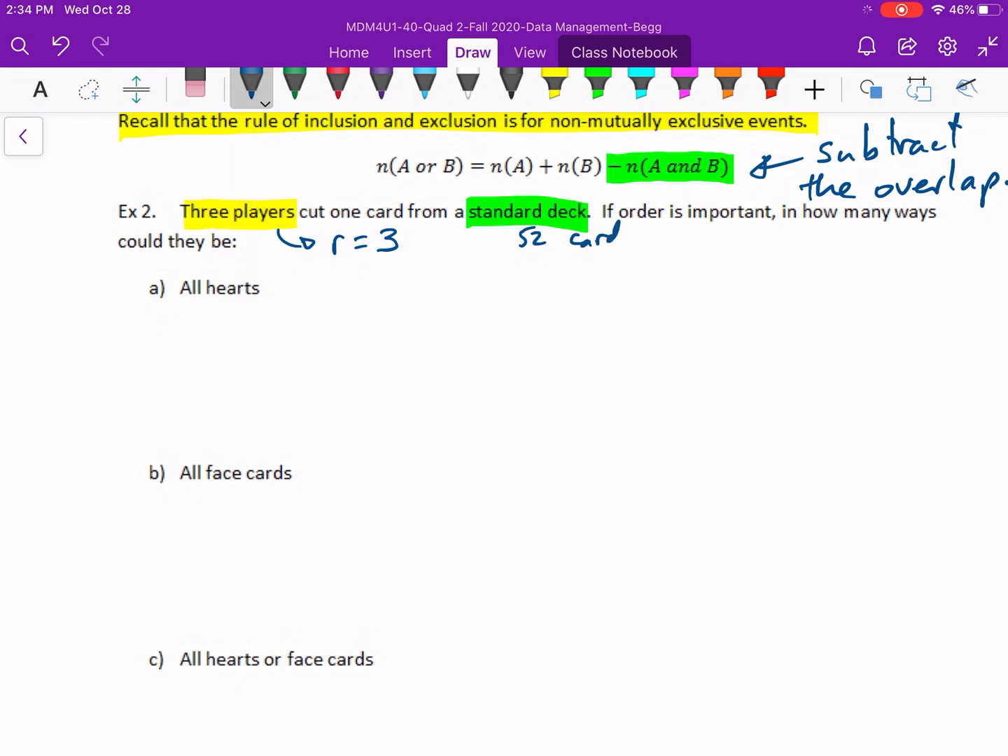But we don't want all 52. We only want the hearts. There's 13 hearts, which means that n equals 13. That's how many we have to choose from if they're going to be all hearts.